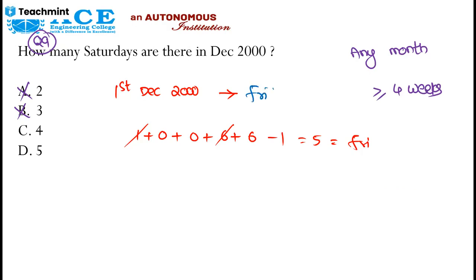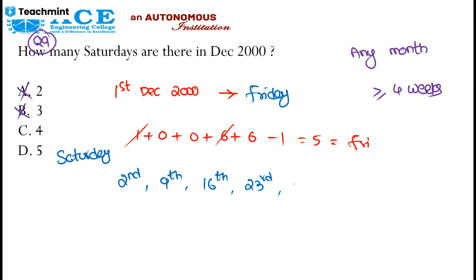When the first is Friday, you get Saturday on 2nd December. So the Saturdays in that month are the 2nd, after 7 days the 9th, after 7 days the 16th, after 7 days the 23rd, after 7 days the 30th. 5 Saturdays. You have 5 Saturdays in that month. For 1st December 2000: date, last 2 digits, then divide by 4, month code, century code, minus 1.